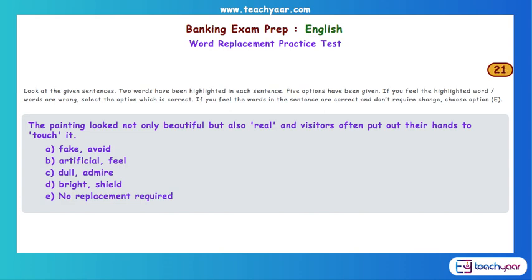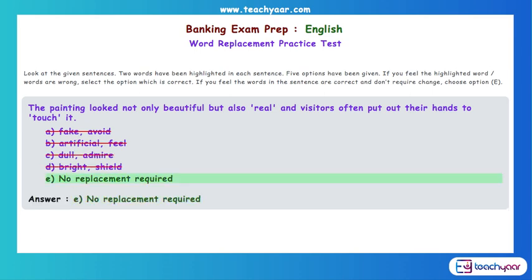The painting looked not only beautiful but also real, and visitors often put out their hands to touch it. Not only beautiful, so fake is wrong. Artificial is wrong. Dull is wrong. Bright is wrong. No replacement required. Look, not only beautiful but also real. Not only beautiful, how can you say fake? You cannot say artificial because it said also real.